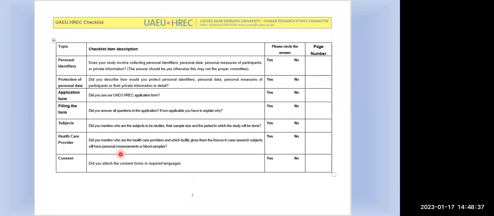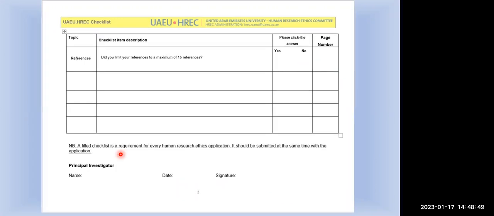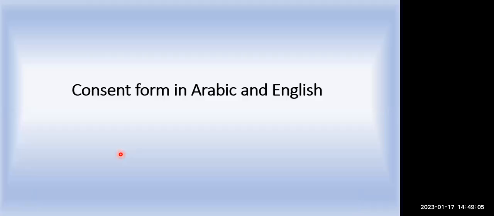Also, personal identifiers, protection of personal data, application form, filling the form, subjects, healthcare, and consent form, which is very, very important. And then references. For the project description, you are allowed to put only a maximum of 15 references. Then we have the consent form, very important because the participant should voluntarily accept to participate.